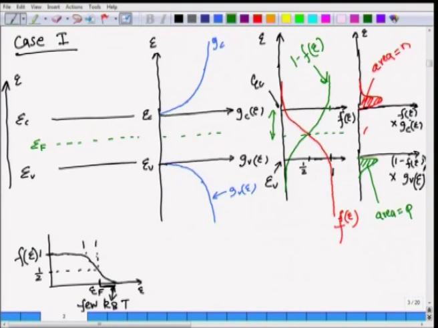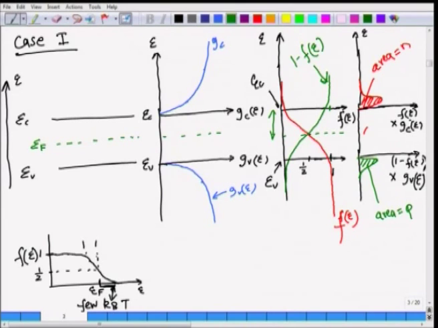Now, what is case 2? Case 2, now I am going to draw rather quickly. Notice that the way I have drawn it, when the Fermi energy is in the middle, I have shown this red area and this green area to be approximately equal, N and P equal, and Fermi energy somewhere in the middle.